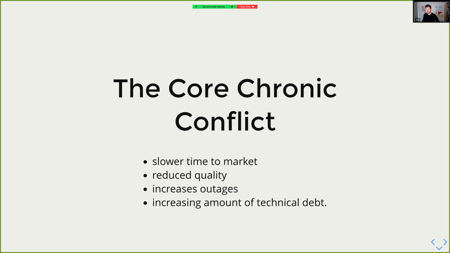Let's get back to the DevOps concept. So why is DevOps needed, or why does DevOps perform well compared to other ways of working according to the DevOps Handbook? This is because corporations are not able to resolve a core chronic conflict within their technology organizations. In most IT organizations, there is an inherent conflict between developers and IT operations, which in turn creates a downward spiral resulting in ever slower time to market for new products and features, reduced quality, increased outages, and an ever-increasing amount of technical debt. And this is often caused by competing goals between the developers and IT operations.